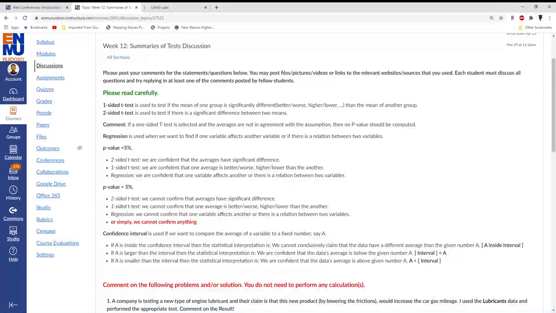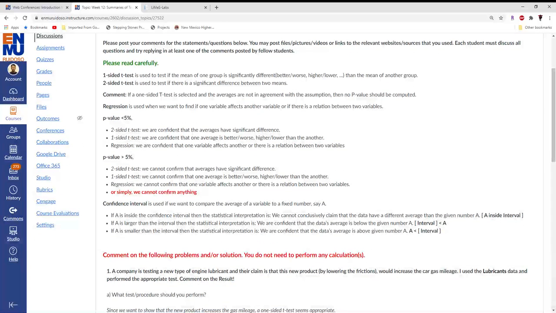Okay, so that's one of the ideas that you can understand or realize. And finally, for confidence interval, we always need to realize these three statements. Confidence interval is used if we want to compare the average of a variable to a fixed number. Now see the difference between the t-test and the confidence interval.